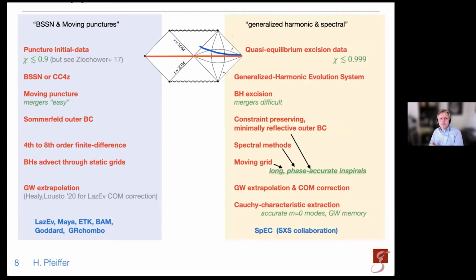Today, there are two well-established approaches towards simulating binary black holes. I have them here as left and right, and they go under the name of BSSN and moving punctures, and generalized harmonic and spectral. What I find truly astonishing still is that these two approaches differ in basically any single choice one can make in these types of simulations. They start with radically different initial data. They use a different way of rewriting Einstein's equations in a form that is suitable for computers. On the left side, it's the so-called BSSN system, or more recently, the CCZ4 system. On the right side, we're doing the generalized harmonic evolution system.